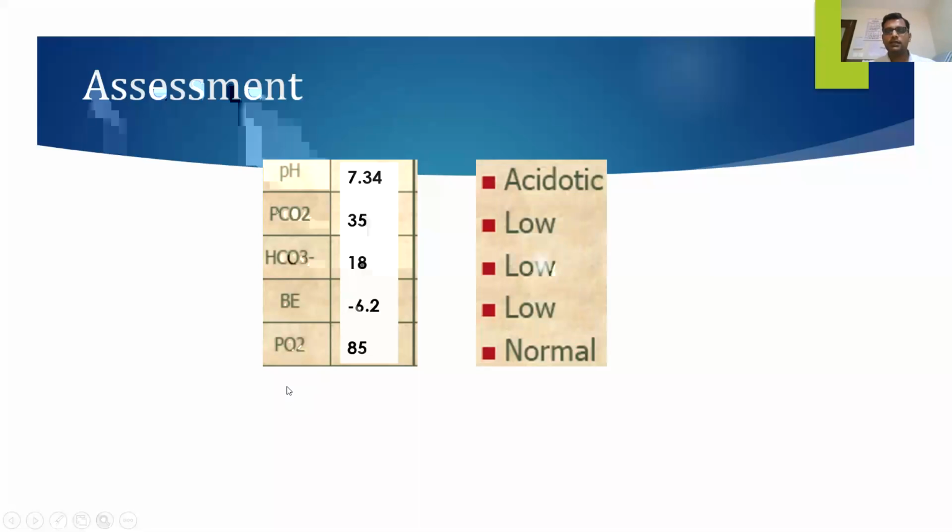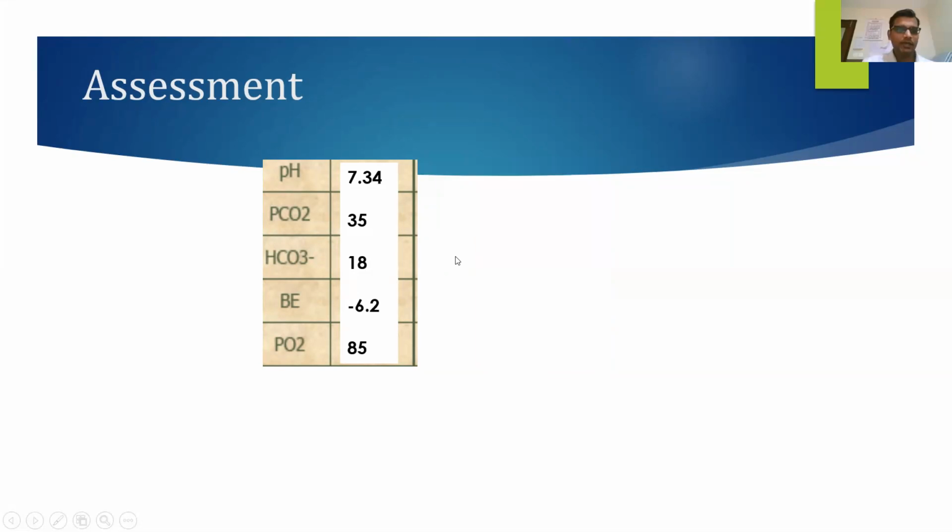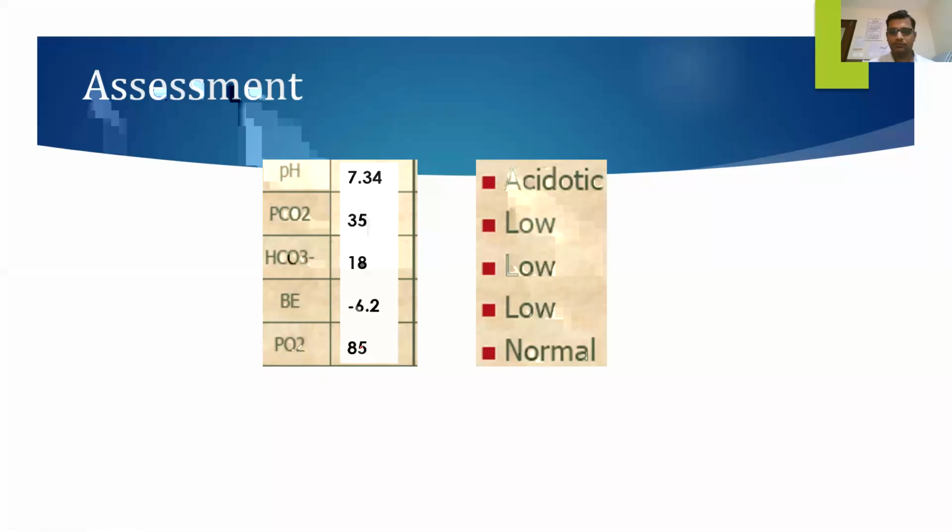So we'll discuss. So there is an acidosis. Okay, good. So we'll move on. So see, there is an acidosis. So the CO2 is on the lower side. We look at the bicarbonate. So it's the bicarbonate which is in the direction of the pH. So there is a metabolic acidosis.